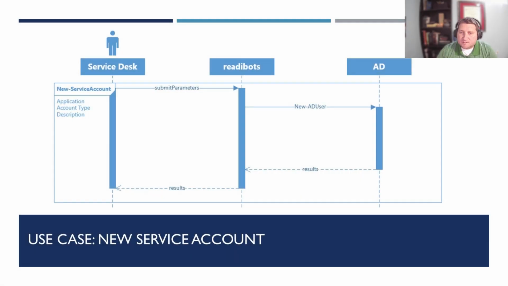As seen in the sequence diagram displayed here, a common workflow for any organization would be for the service desk to be the point of contact in a process. In this use case, we want to empower our service desk to be able to create service accounts on the fly. Rather than granting permission directly in Active Directory, using Readibots, we can grant permissions to the script within the platform, which gives us a more granular control over who has permission to do what.